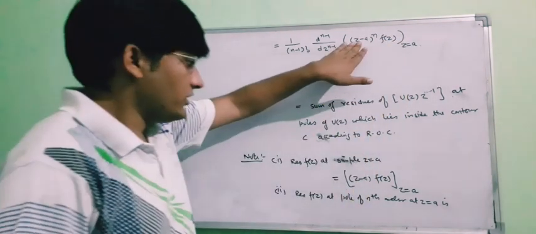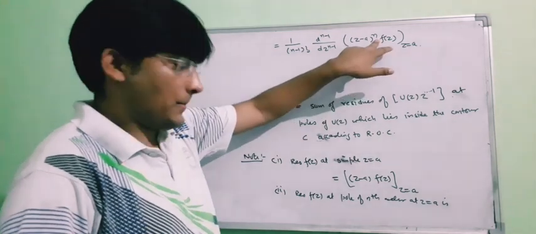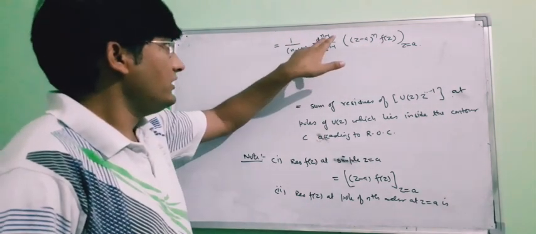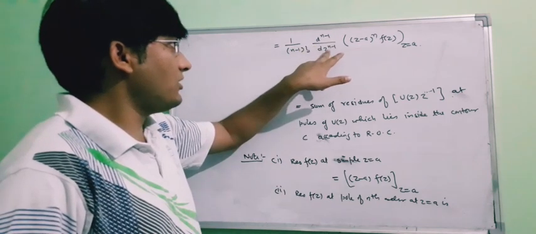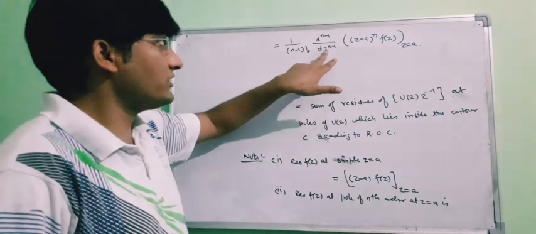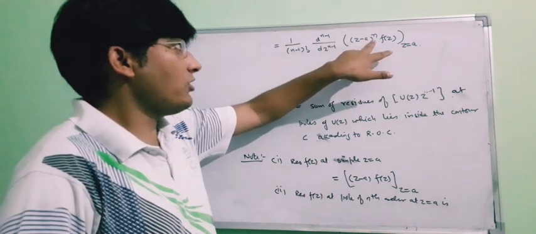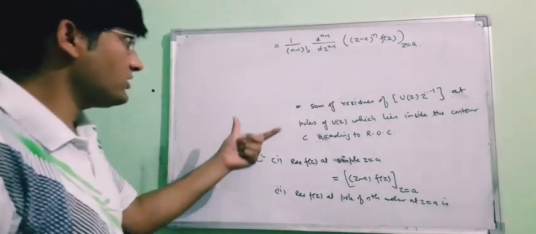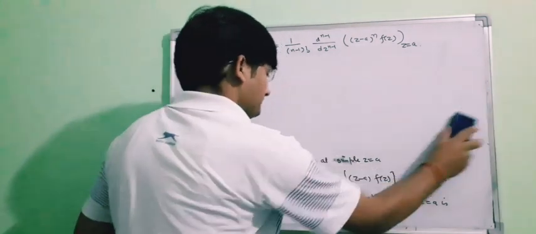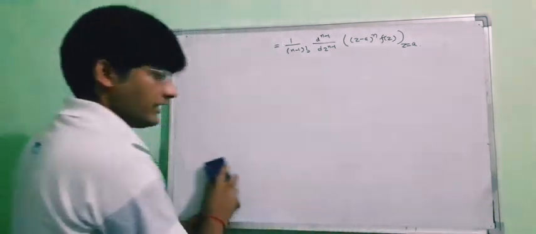So if the pole is of nth order, then your residue will be 1 upon (n minus 1) factorial, d^(n-1) upon dz^(n-1), which means the (n minus 1)th derivative of (z minus a)^n into f(z). So this is for when your pole is of order n.